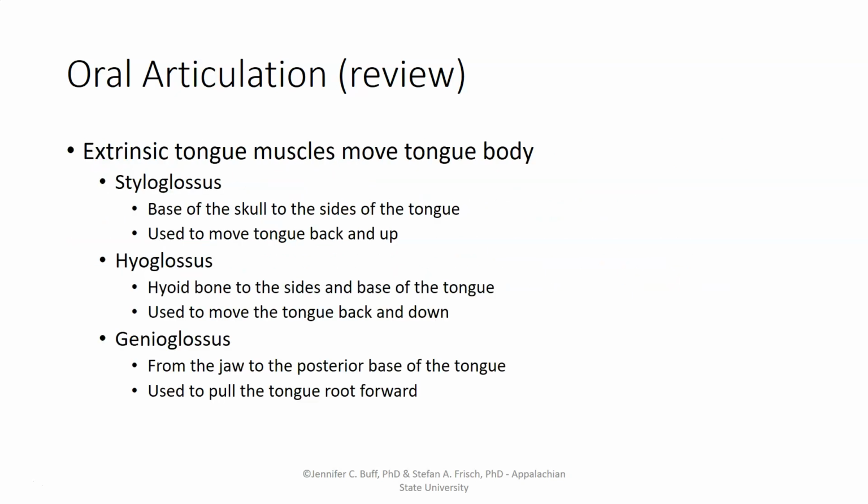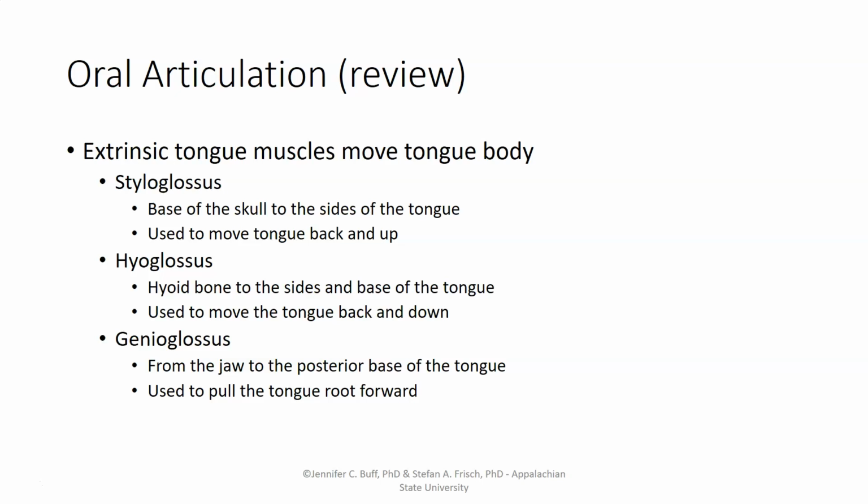Our extrinsic tongue muscles move the tongue body to position it within the oral and pharyngeal cavities. The muscles that do this include the styloglossus, which runs from the base of the skull to the sides of the tongue, and helps to support moving the tongue backwards and upwards.